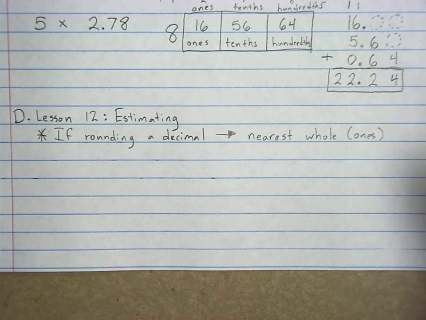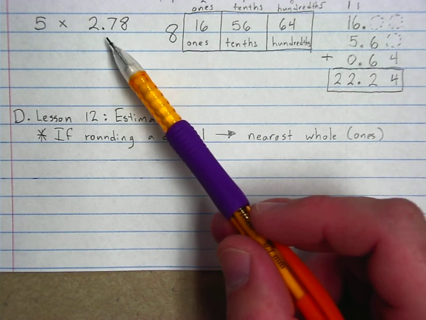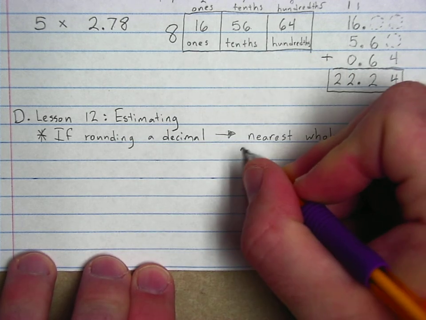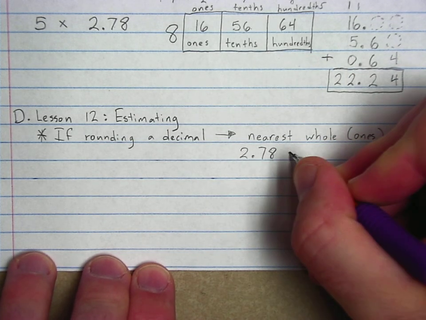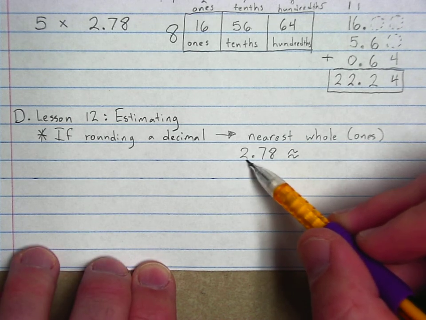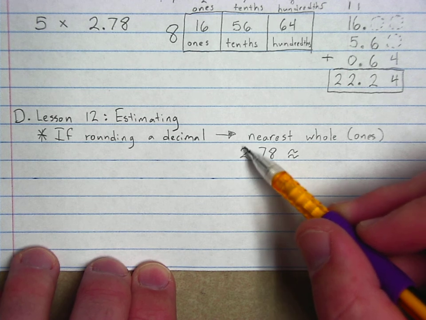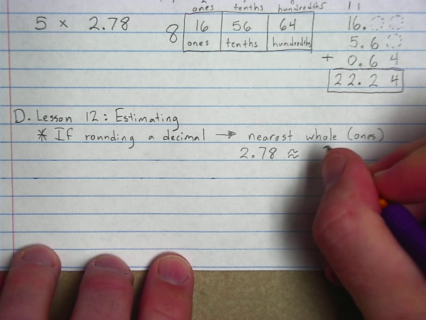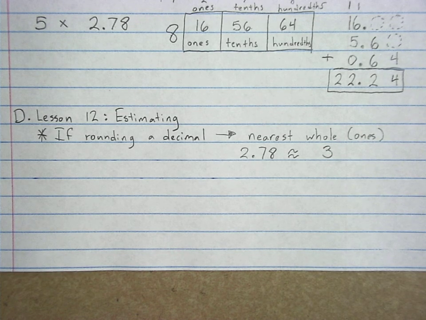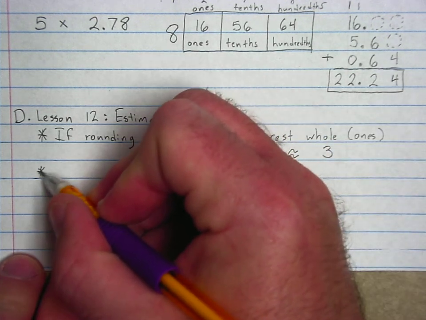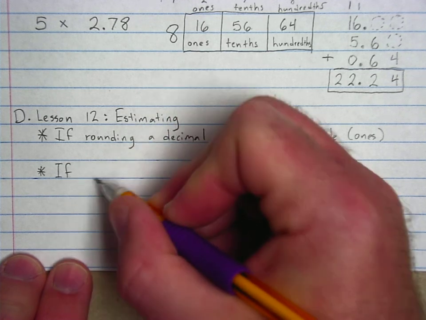Okay. So if I take this number from up here, 2 and 78 hundredths, and I want to round it, I want to change it, I would just look to the ones place. There's a 2. Look next door. The neighbor is 5 or more, so the 2 will soar. 2 and 78 hundredths is going to be pretty close to 3. Obviously not exactly.